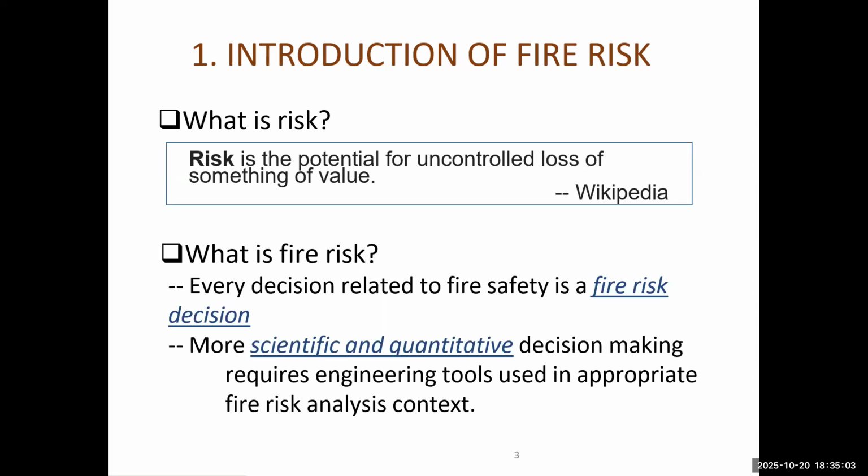When we apply this foundational concept to our domain, we arrive at a powerful and actionable definition of fire risk. Every single decision we make related to fire safety is a fire risk decision. Consider a decision to use a certain type of coating for a high-rise building. This is a fire risk decision. The design for an emergency exit route in a shopping mall is also a fire risk decision. Even the frequency of fire drill practice in an office is a fire risk decision. So we are constantly making choices that either increase, decrease, or maintain a certain level of risk.